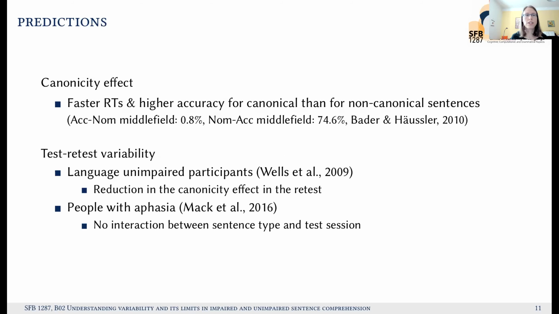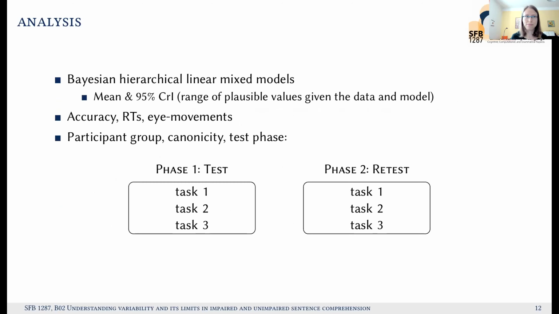First of all, we predicted to see a canonicity effect. And one explanation for this effect in German would be that canonical sentences are much more frequent than non-canonical sentences. Furthermore, we predicted to see test-retest variability, and one might predict that there are differences in the changes of canonicity effects over time between our 2 participant groups.